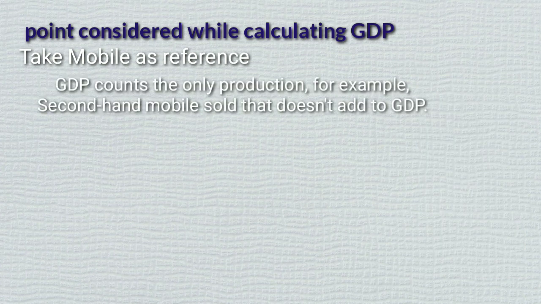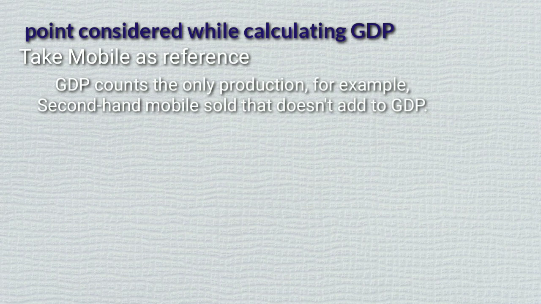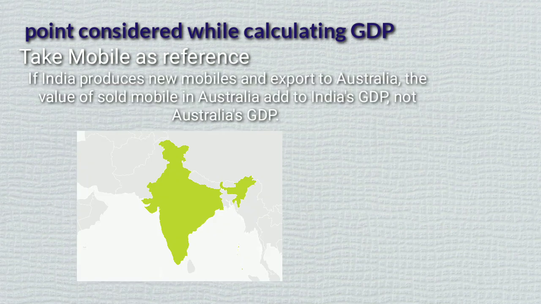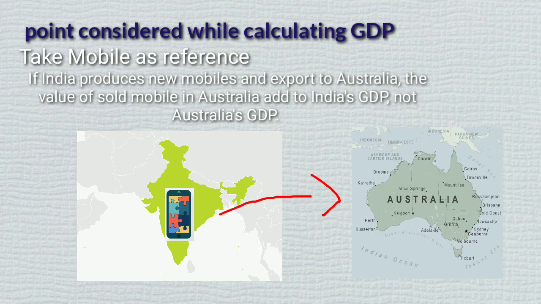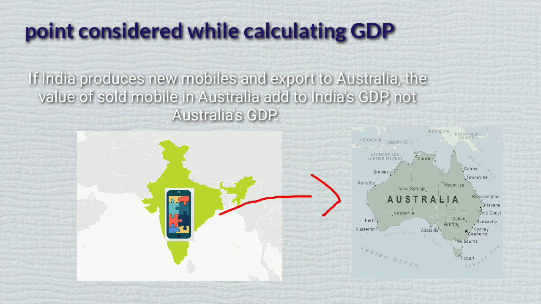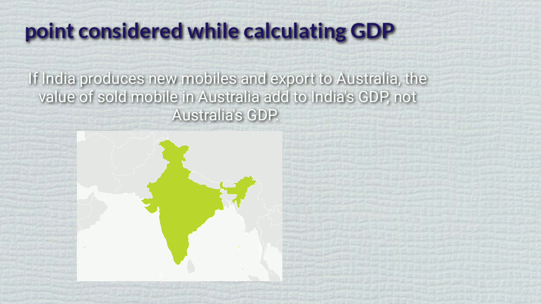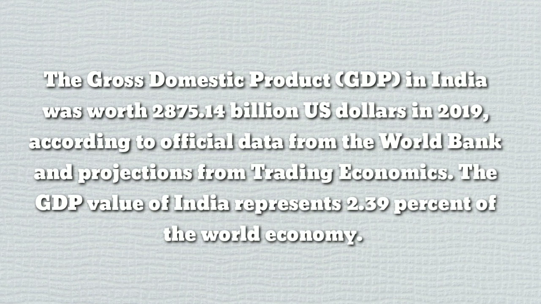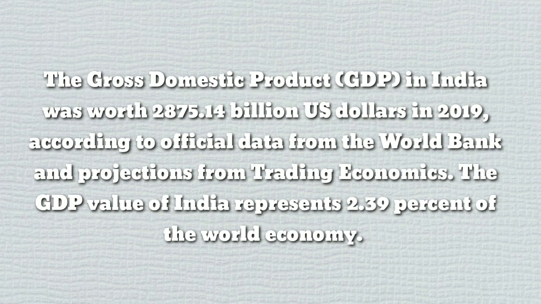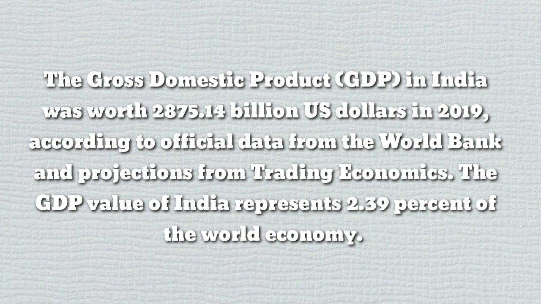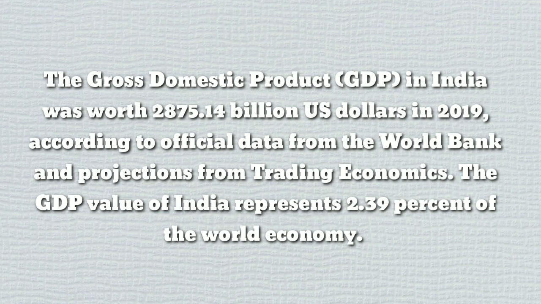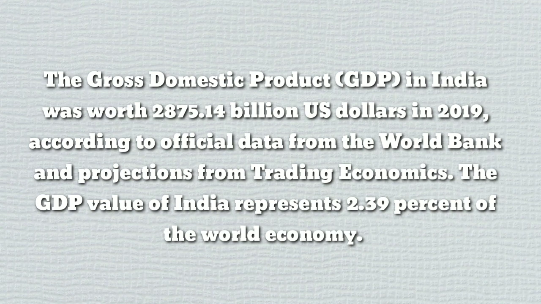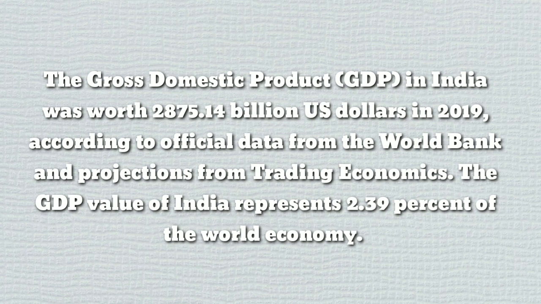3. GDP counts only production, for example, a second-hand mobile sold doesn't add to GDP. 2. If India produces new mobiles and exports them to Australia, the value of the mobile sold in Australia adds to India's GDP, not Australia's GDP. The gross domestic product (GDP) in India was worth $2,875.14 billion in 2019, according to official data from the World Bank and projections from Trading Economics. The GDP value of India represents 2.39% of the world economy.